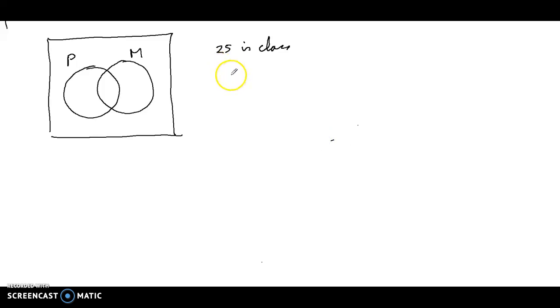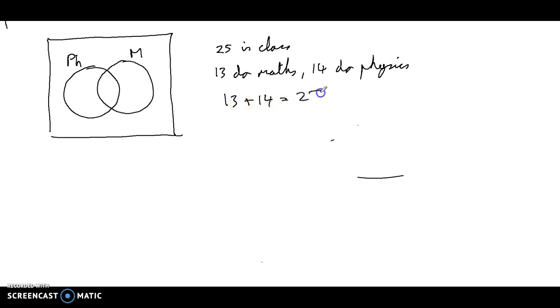Okay, so we'll have a quick look at Venn diagrams and have some revision on those as well. We've got a situation where there's 25 people in the class, and let's say that 13 do maths and 14 do physics. And your first thought is, hang on a second, if I do 13 plus 14, it gives me 27, and how's that going to work?